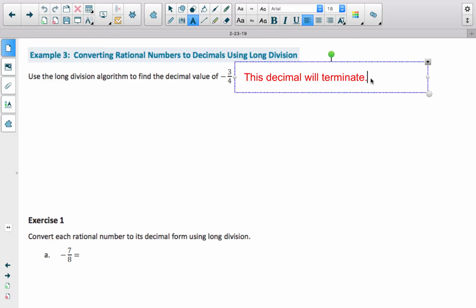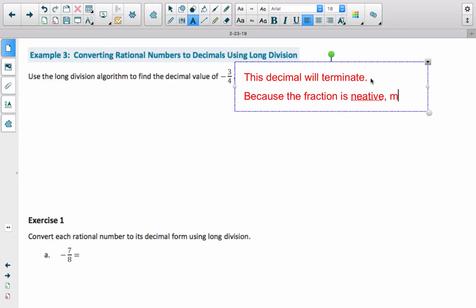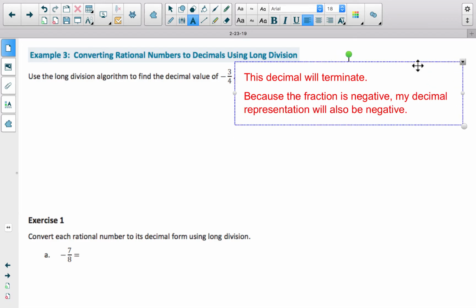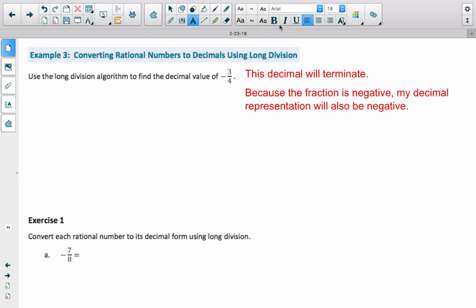Now, also, because the fraction is negative, my decimal representation will also be negative. Okay? Remember, converting from a fraction to a decimal is just changing the form it's in. So if it's negative as a fraction, it needs to be negative as a decimal.